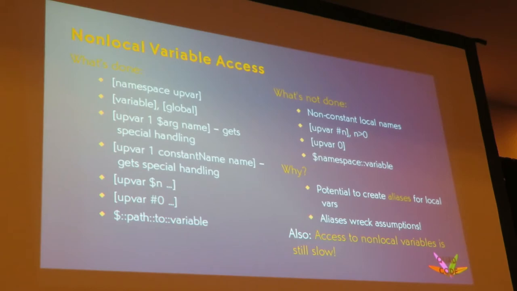we are trying very hard to assume that local variables are not aliased. I'll get to that. So upvar 0 is going to be a little challenging. And namespace variable without the colon colon in the front, I'll get to that too. And all of these ones that aren't done are not done because they cause two local variables to point unexpectedly to the same name, or that we don't know where a variable name is pointing. And that wrecks the assumptions, because you can assign to an unrelated variable, and all of a sudden your careful assumption that I know this is an int because I put an int in there goes out the window.